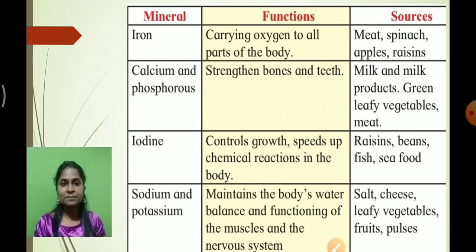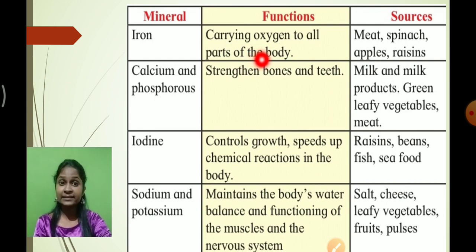So how many minerals are present in our food material, like in vegetables and fruits? You can see over here, I have listed a few minerals: iron, calcium, phosphorus, iodine, sodium and potassium. These are the minerals which are present in our body. Now what is the function of iron in our body? This iron is present in our blood. Iron carries oxygen to all parts of the body. We do the respiration process, so the oxygen has to be carried as it is in gaseous form. So oxygen is carried by the iron.